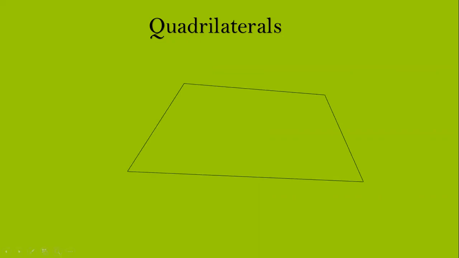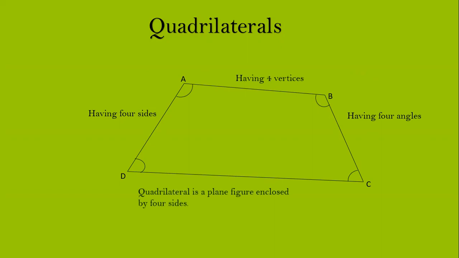So here we can see a closed figure which is made up of 4 sides. A, B, C, D are the 4 vertices. So it is having 4 sides, it is having 4 angles, and it is having 4 vertices. So a quadrilateral is a plane figure enclosed by 4 sides, right?